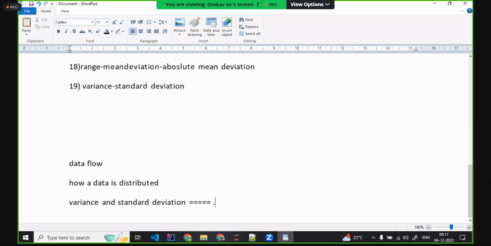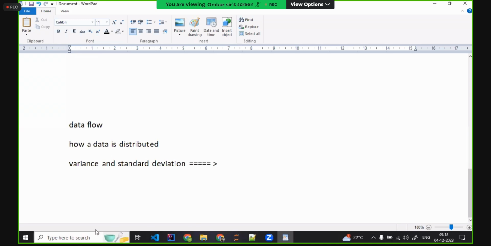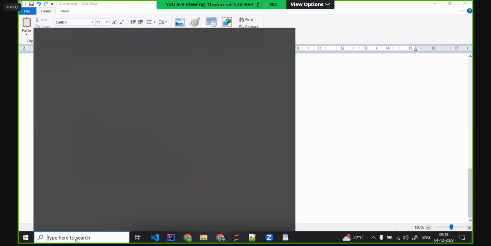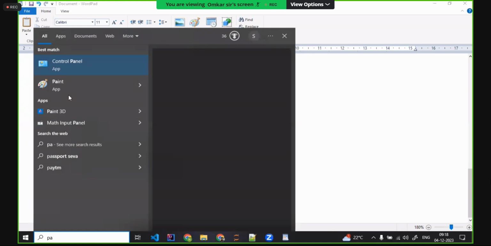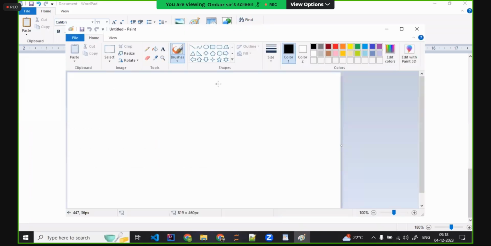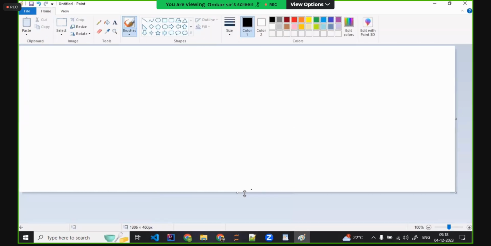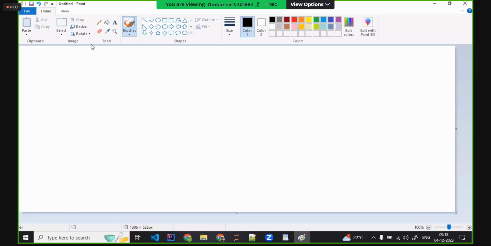And what is the formula? Can you quickly tell what is the formula? At least Paint is there or not? Paint is there. Tell me what is the formula? Square root of 1 by n into summation i equal to, very good. So 1 by n summation (xi minus x bar) whole square.